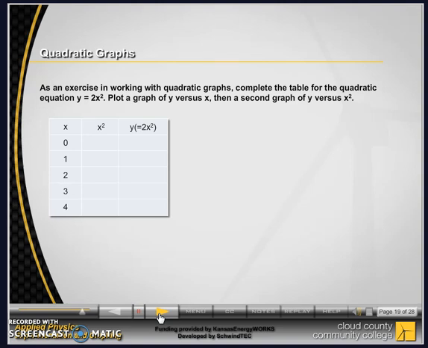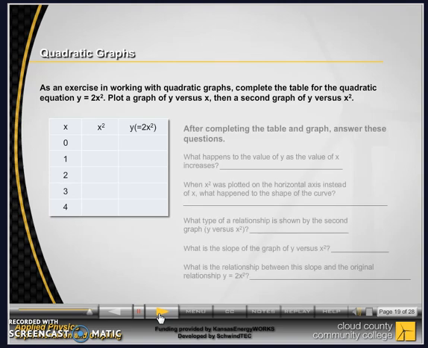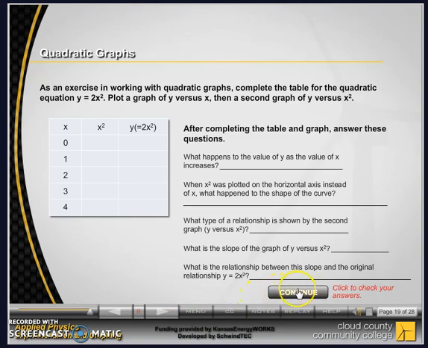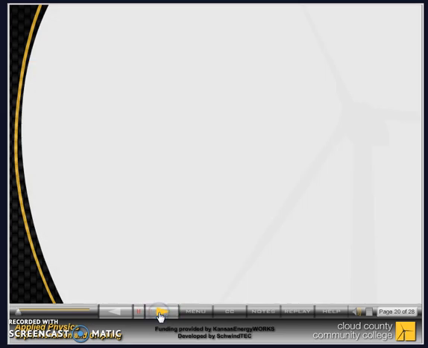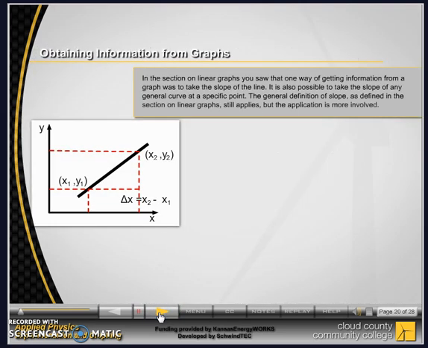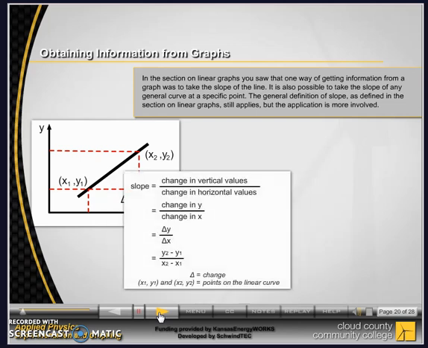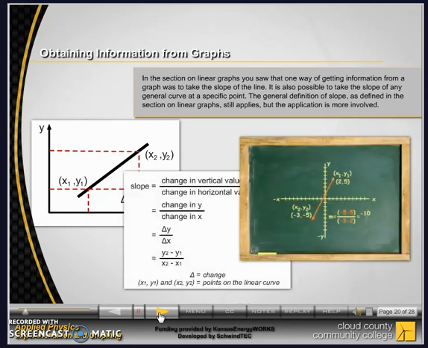Plot a graph of y versus x, then a second graph of y versus x squared. In the section on linear graphs, you saw that one way of getting information from a graph was to take the slope of the line. It is also possible to take the slope of any general curve at a specific point. The general definition of slope, as defined in the section on linear graphs, still applies, but the application is more involved.